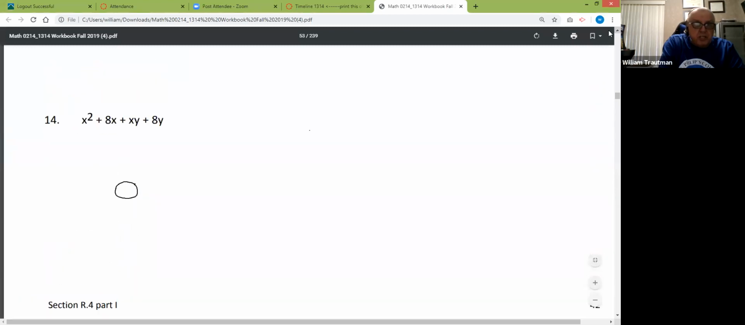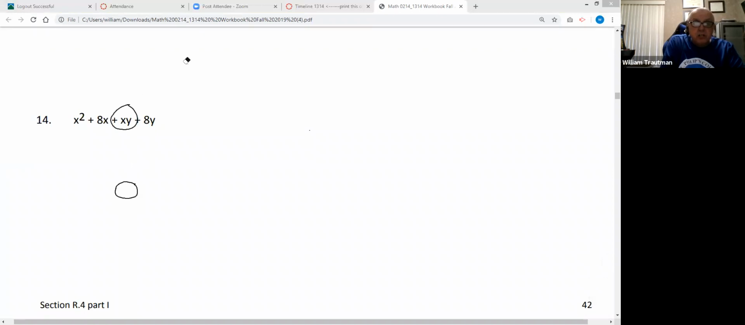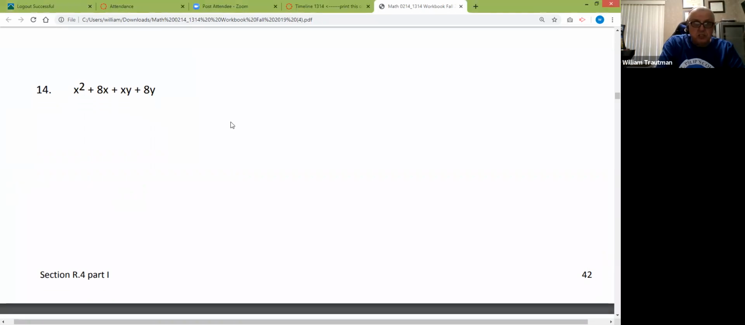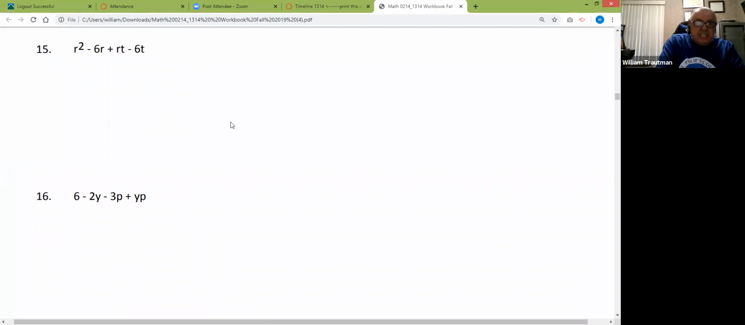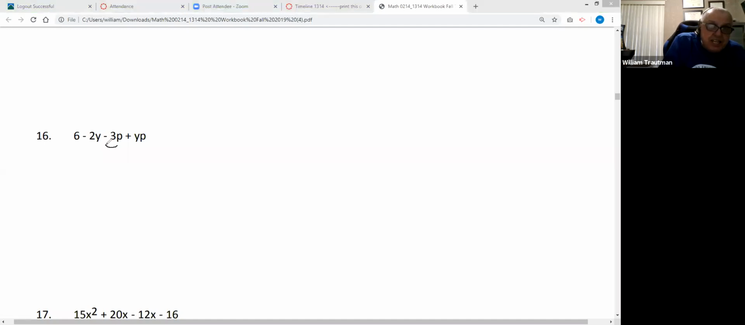The third term here is positive. All the third terms were positive that we've done so far. In number 16, the third term is negative. So when we have a negative for the third term, there's a little thing you have to do. It's nothing special, but I want to show you.